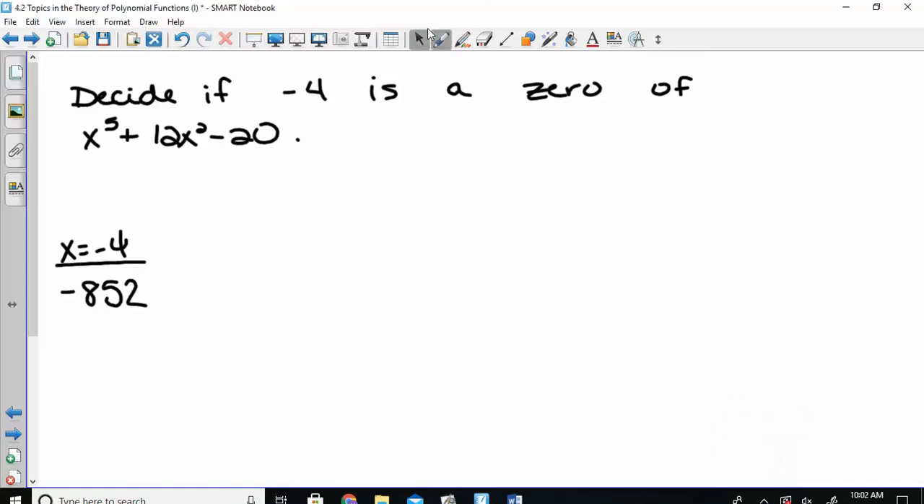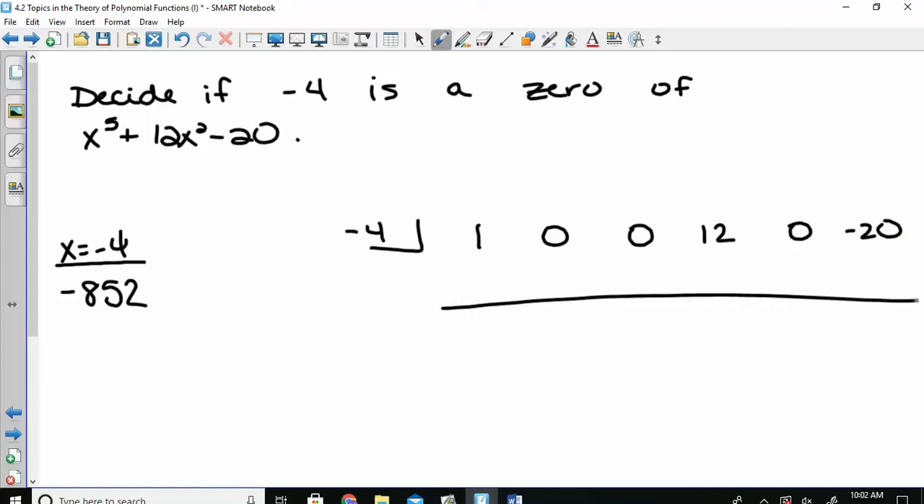Let's talk about how to do that one with synthetic. If I did synthetic, what number goes in the box? Negative 4. But what am I going to put for my coefficients? 0. Yeah, I have a 1x to the 5th, I have 0x to the 4th, 0x cubed, 12x squared, 0x, and negative 20. So that one has a ton of zeros.